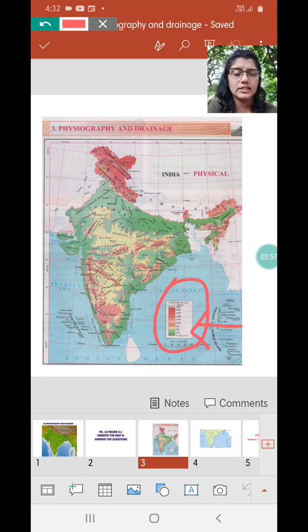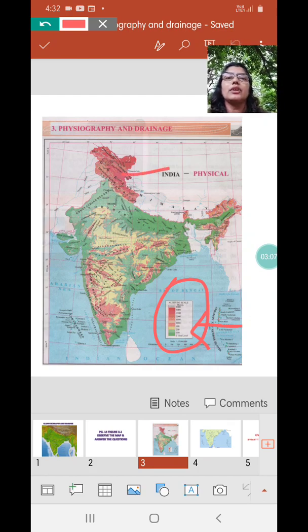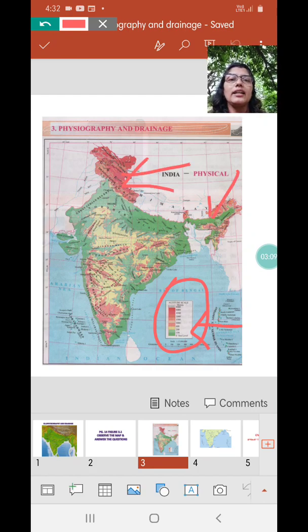Now the first question was, in which direction does the region with a height of more than 6,000 meters lie? So this region is in the northern side. Here in the north of India and in northeast of India, you find regions with more than 6,000 meters high. Look for the south flowing rivers in the peninsular region.